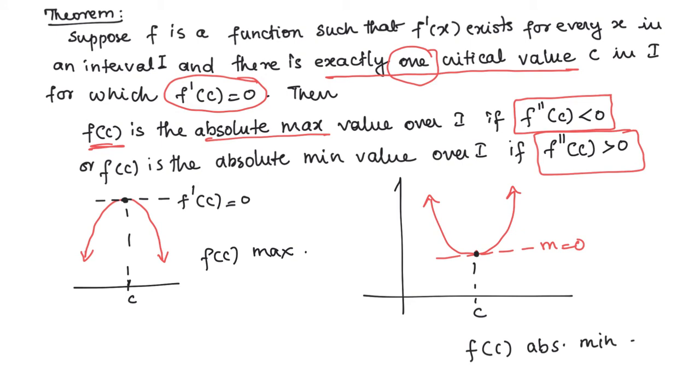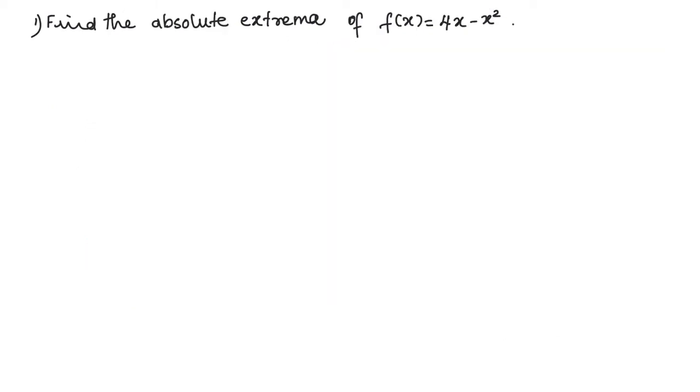So we can use this technique to find the absolute extrema of a function which is continuous. If it is not a closed interval, we can still use this theorem to find the absolute maximum or minimum. In order to apply this theorem, it should have only one critical value and it should meet either of these two conditions.